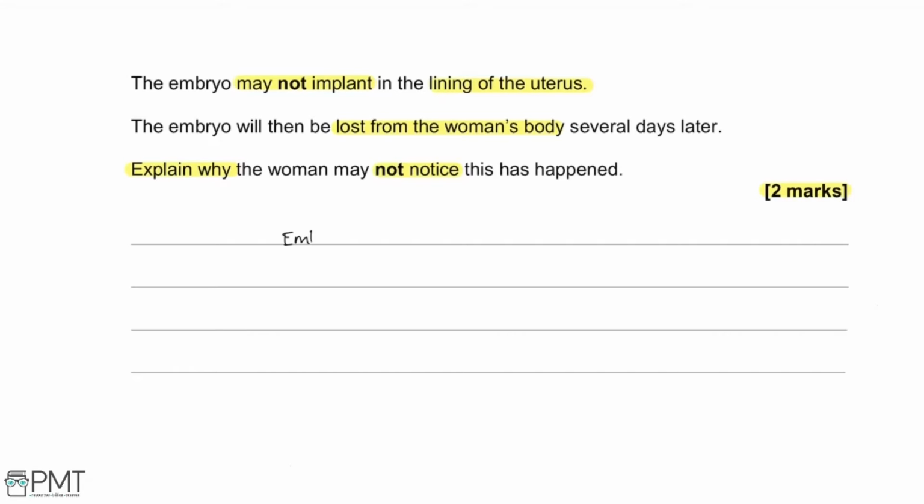So the reason this happens is because the embryo is very, very small, and it is not necessarily felt or seen by the woman when it is lost from her body. The mark scheme will also allow you to make a comment on how the embryo is lost in the woman's normal menstrual flow.